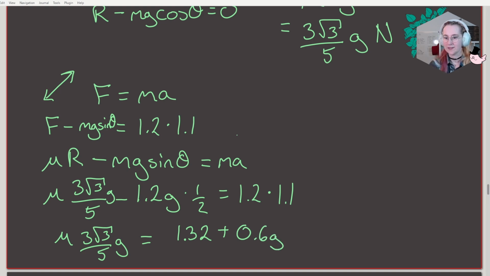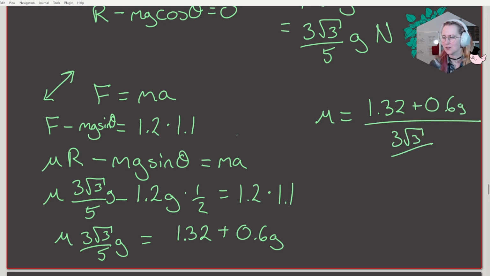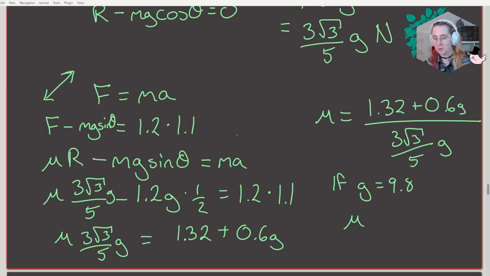And that gives us a total value of mu as 1.32 plus 0.6g all over 3 root 3 over 5g. And I'm just going to say that if g is 9.8, because that's my preferred number, 1.32 plus 0.6 times 9.8 over 3 root 3 over 5 times 9.8 is a coefficient of friction of 0.71 to 2 dp.